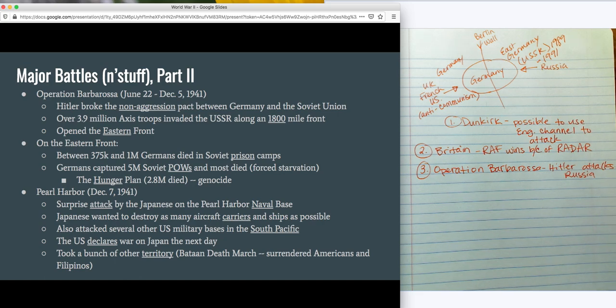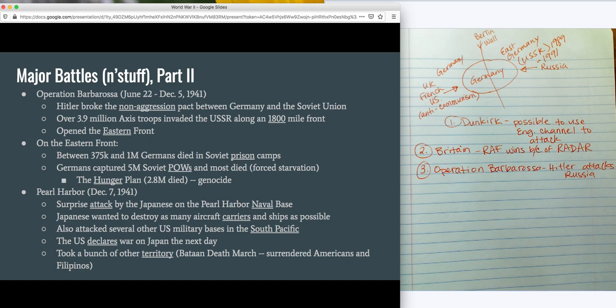I would like you to particularly note that many people died in prison camps. So, for example, about 1 million Germans, maybe a little bit less, died in Soviet prison camps, and then the Germans captured at least 5 million Soviet prisoners of war, and most of them died. They even had something that they called the Hunger Plan, where 2.8 million people died, and it was a planned genocide. So the Eastern Front was very serious.